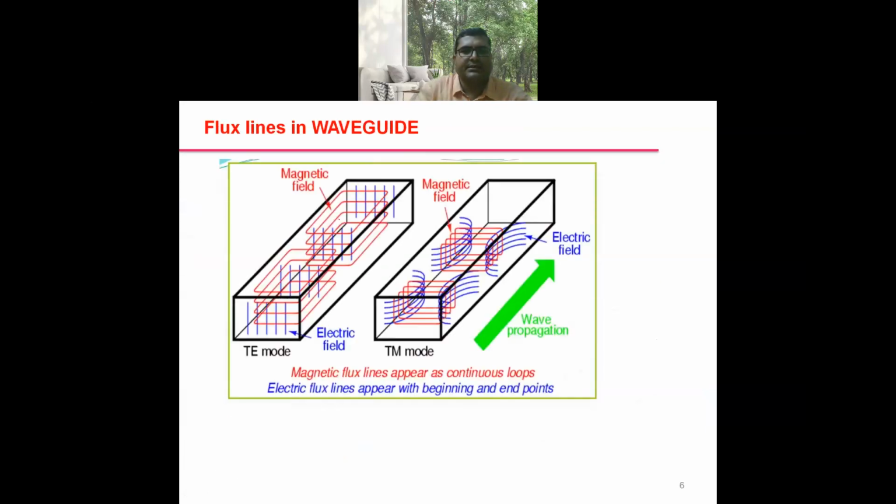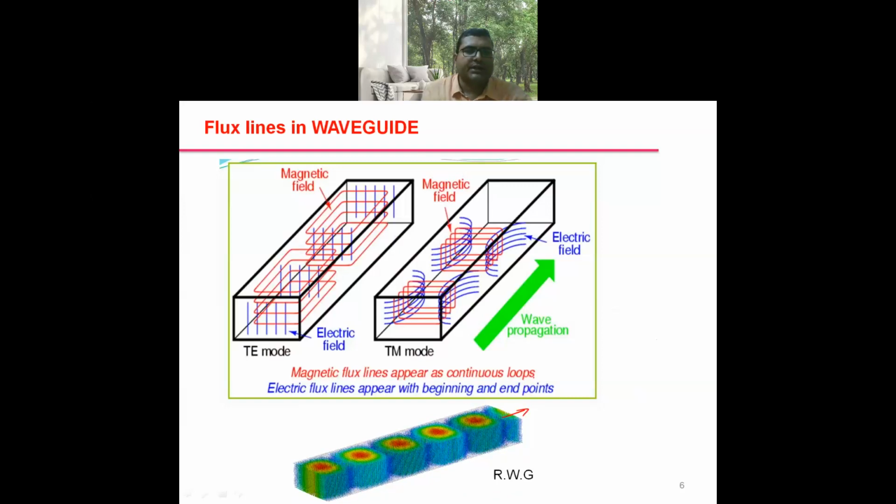Flux lines inside the waveguide. In a rectangular waveguide, this is the direction of propagation. You can refer to the flux lines in TE mode and TM mode. Here, red lines are magnetic field lines, blue lines are electric field lines.